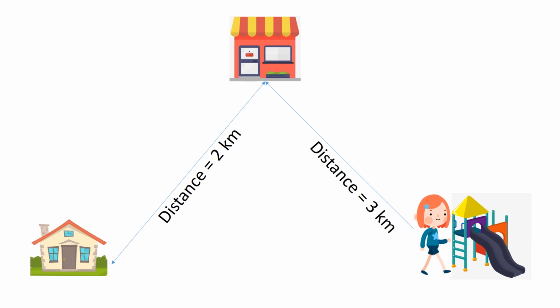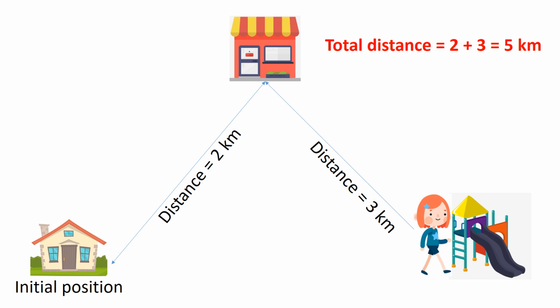It is 2 kilometers plus 3 kilometers. That is the total distance she has covered to go from her house to the park. But what is the displacement? What was her initial position? House was the initial position. She started walking from the house. So you have to take the house to be the initial position. Which is the final position? That is the park. She has reached the park.